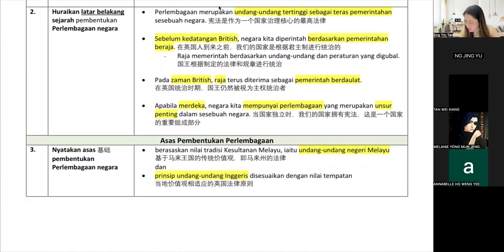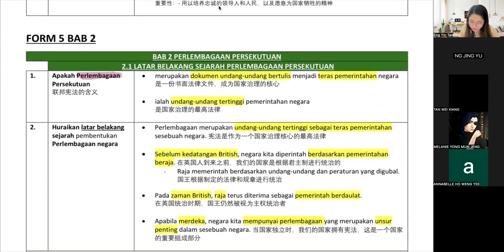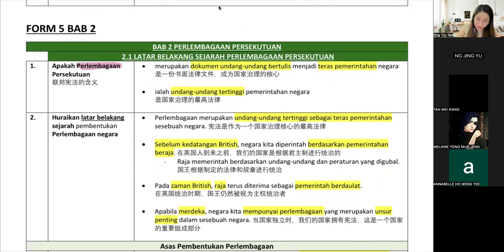See, guys, first of all, you need to know what is perlembagaan. This is your page number 11. Page number 11, everybody? Ready? So on page 11 over here, what is the meaning of perlembagaan? You see, it is a document, undang-undang bertulis. It's a written law, and it's undang-undang tertinggi. Just now I mentioned, undang-undang tertinggi.